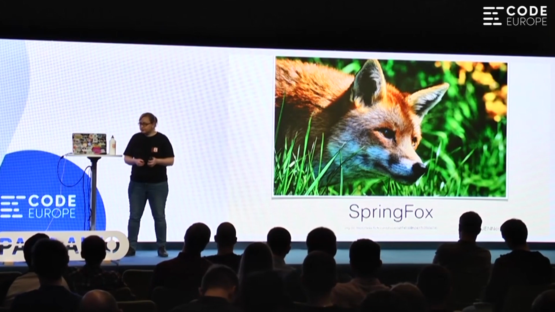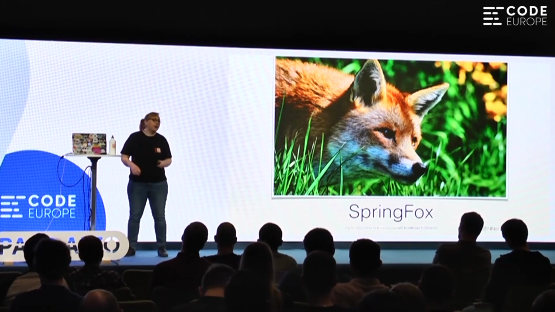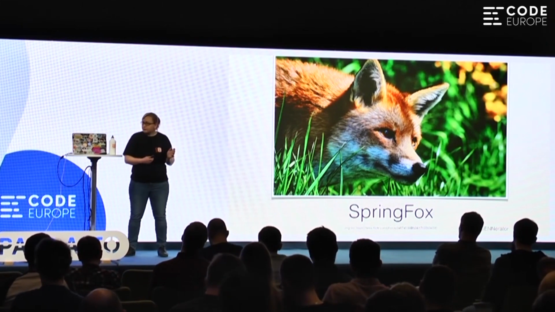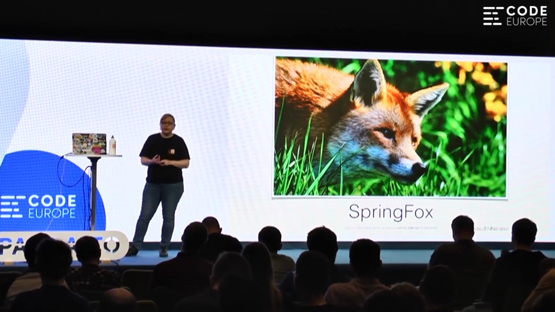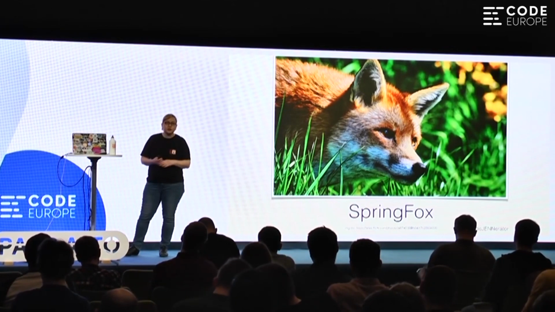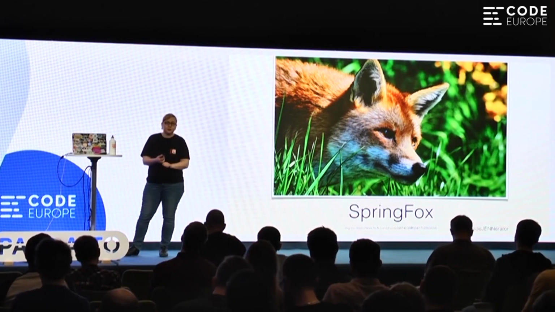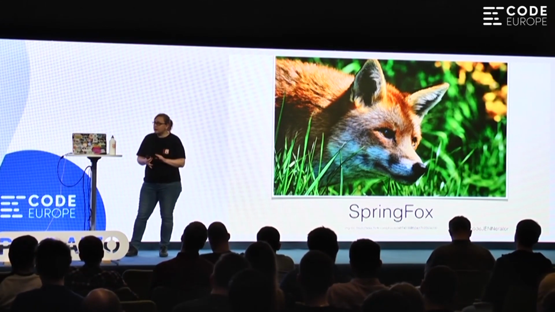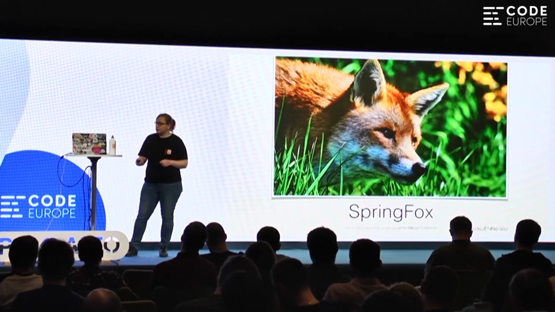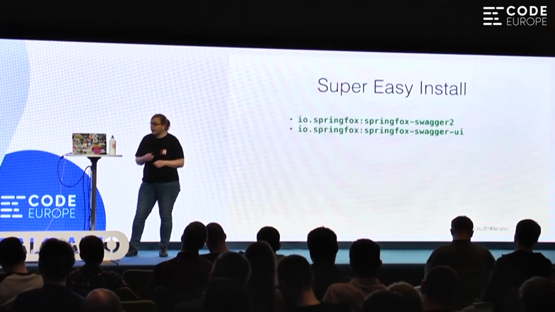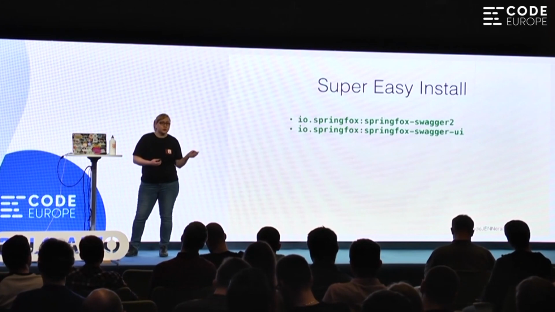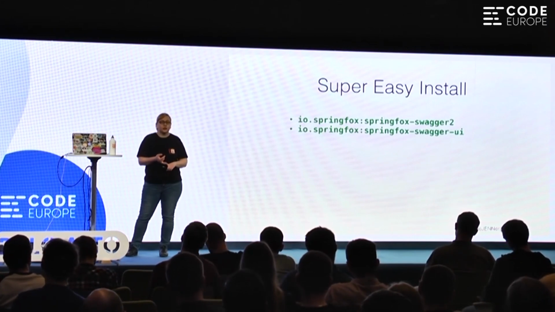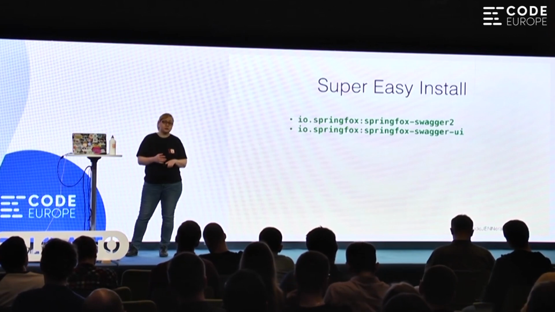And so the first one is Spring Fox. And Spring Fox is a great library that is super simple. You add some annotations to your code, and it generates your Swagger specification, and it also generates the UI for you if you choose to do that. So like I said, there's two dependencies here, one for if you want that specification, the other if you want the UI, and you don't have to use them together.